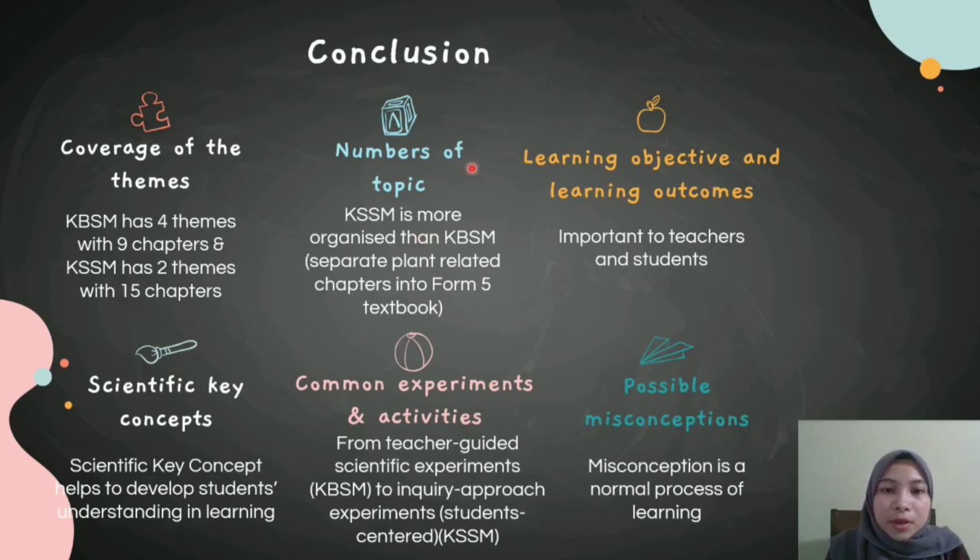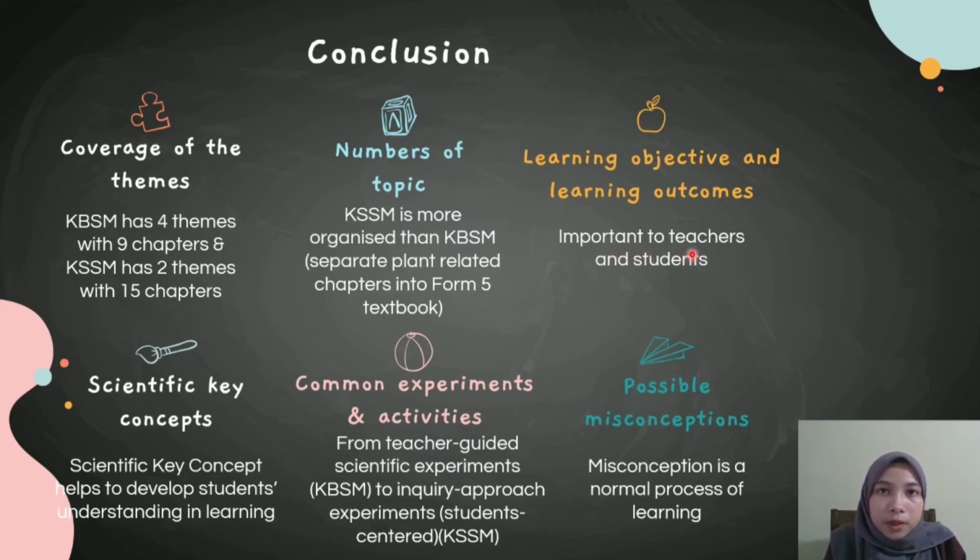Okay, next is the number of topics. KSSM is more organized than KBSM because it separates the plant-related chapters into the Form 5 textbooks. Next is learning objective and learning outcome. These learning objectives and learning outcomes are important to teachers and students because they can guide both teachers and students in the teaching and learning process.